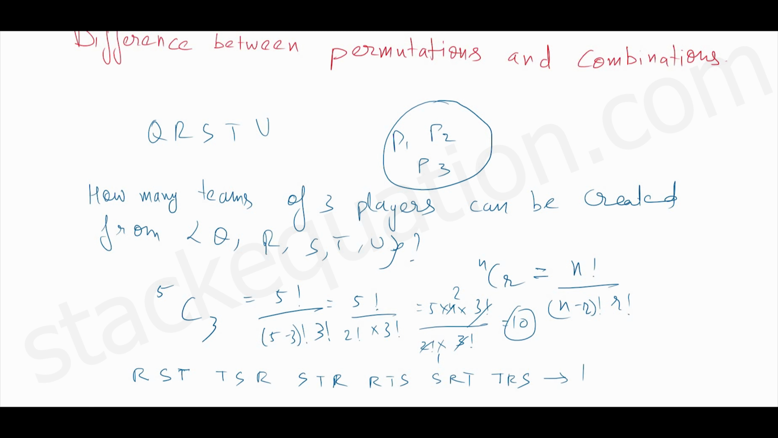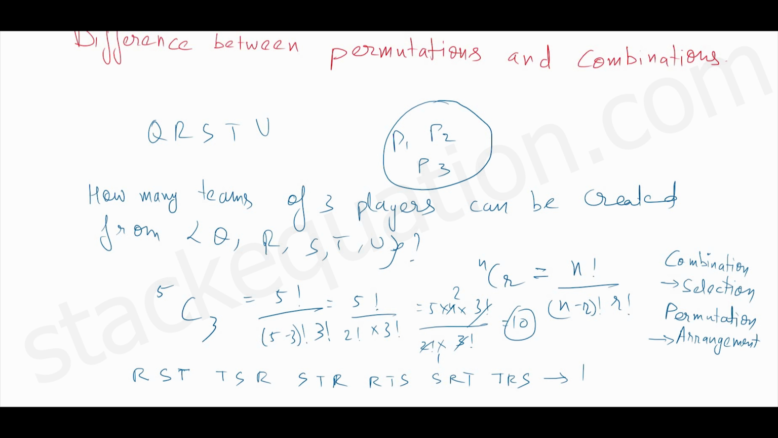Because for the combination, the arrangement does not matter, right? It only cares about selection. Combination only cares about selection. But permutation cares about arrangement, right?